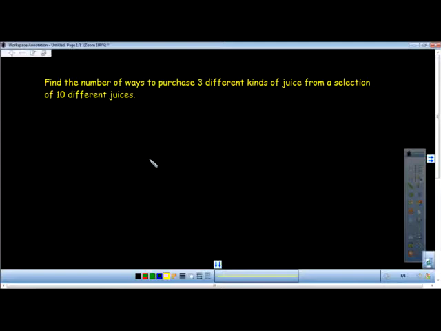Here we're just selecting 3 different juices. Whether you select it first or last, you're still taking home that juice after you purchase it. So if you have apple first, then orange juice, and then tomato juice, if you purchase apple, orange, and tomato, it doesn't matter if you purchase tomato, apple, and orange in that order, you're still taking home those 3 different types of juices.